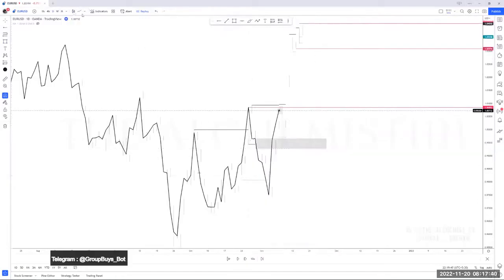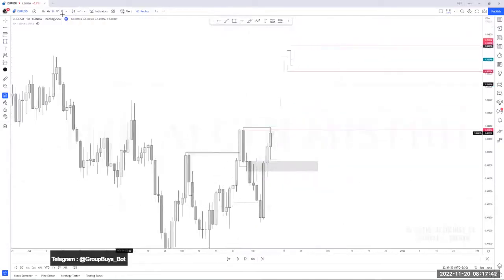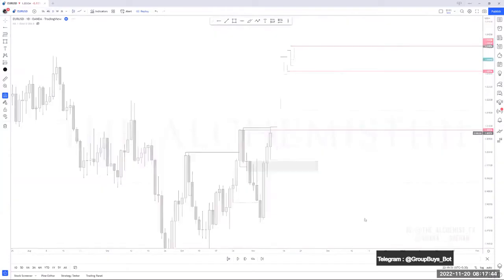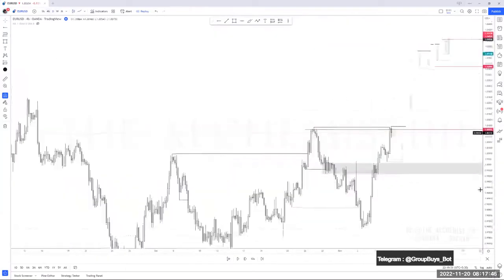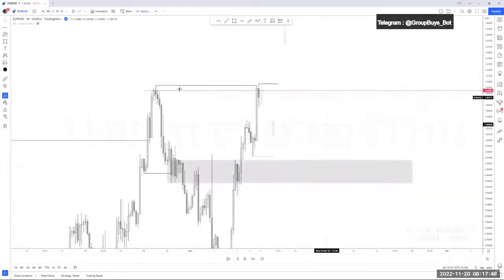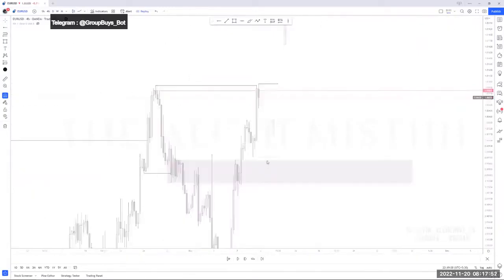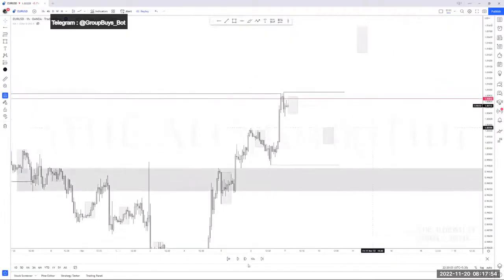Okay, so that could be it. See, ICT will call it a breaker. Okay, so breaker block. Same thing, same thing. So there we go. Now, what are we going to do since the daily has closed below daily? Now we can start looking for sells, right? We can start looking for sells. So that is exactly what happened.